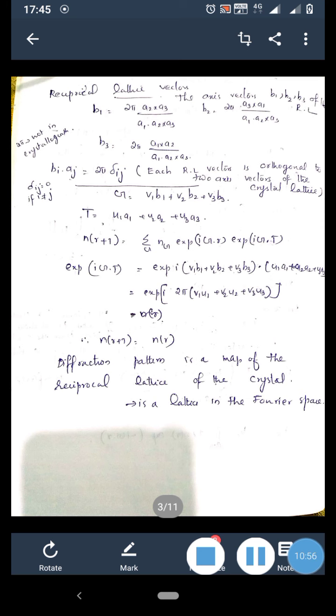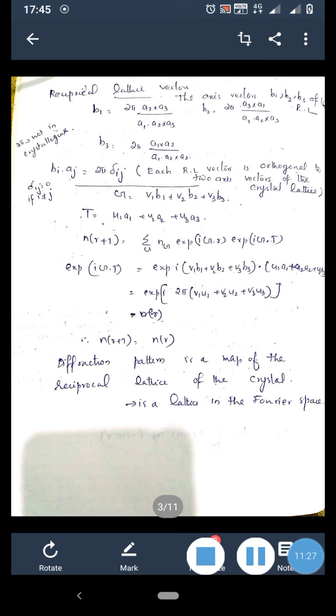G is termed as a reciprocal lattice vector. The direct lattice vector is u1 a1 plus u2 a2 plus u3 a3. Then G will be the reciprocal lattice vector. Now suppose we take n of r plus t. We know that n of r is the summation over G of n_G exponential i G dot r, so n of r plus t becomes the summation of n_G exponential i G dot, instead of r, you can write r plus t.